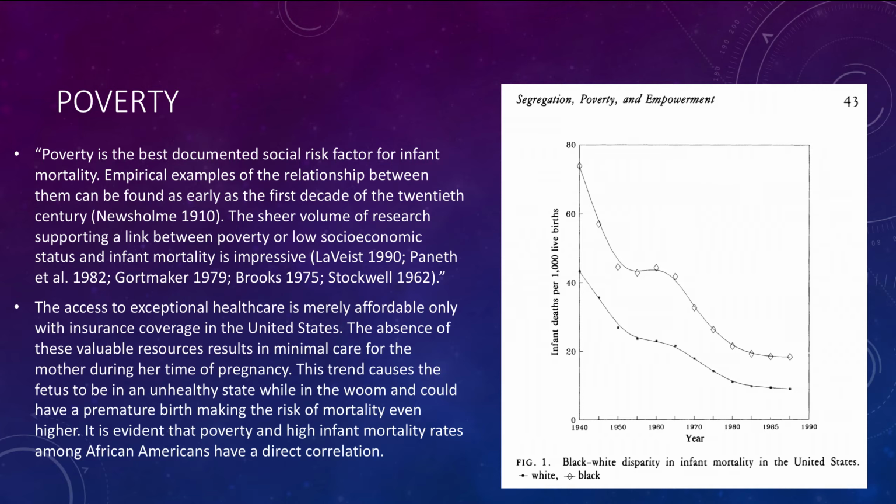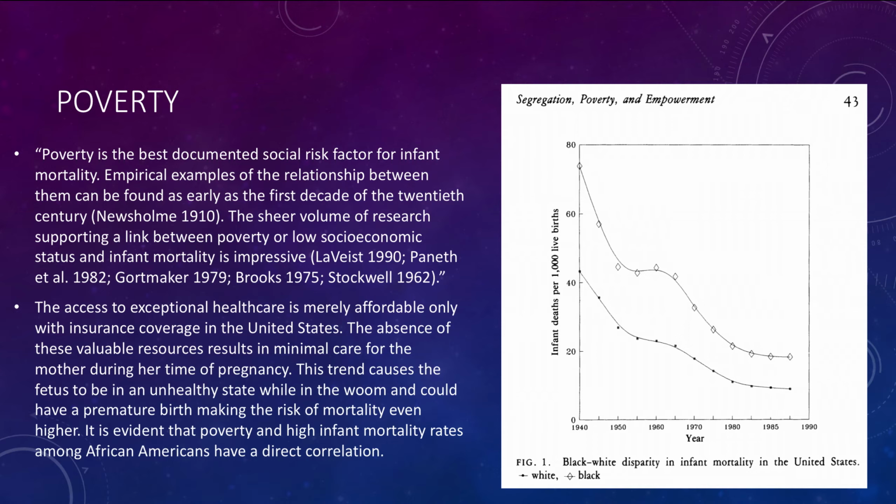Access to exceptional health care is only affordable with insurance coverage in the United States. The absence of these valuable resources results in minimal care for the mother during her time of pregnancy. This trend causes the fetus to be in an unhealthy state while in the womb and could lead to a premature birth, making the risk of mortality even higher.